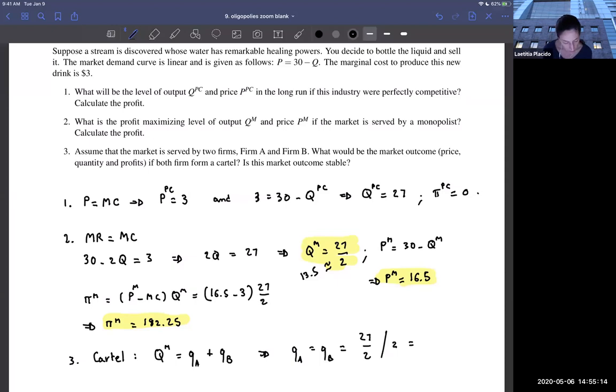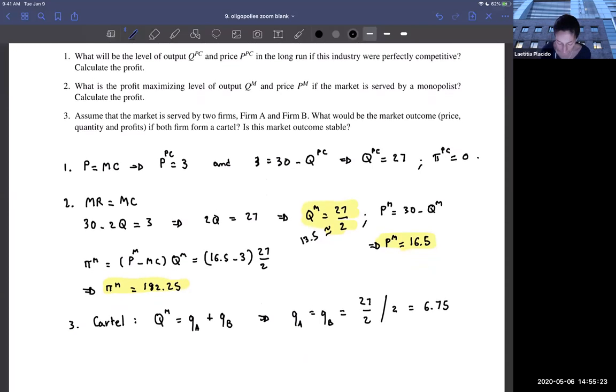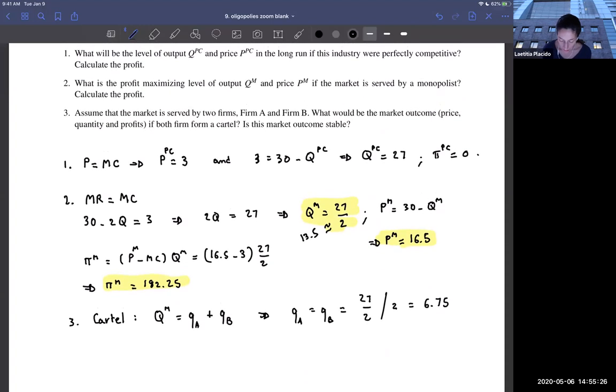Okay, so each firm is going to produce 6.75 units. Okay. So because the total market quantity produced by the cartel is the same as the monopolist quantity, then the price is going to be the same. So the price, I'm going to put cartel here. The price in the cartel case will be the same as the monopolist price. Okay, so that's going to be 16.5. Okay.